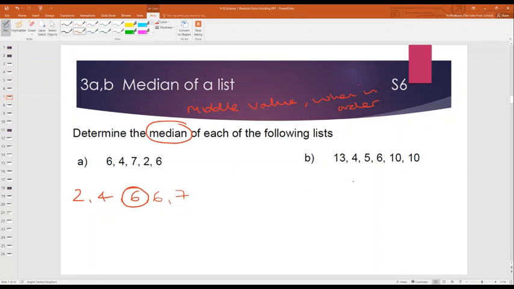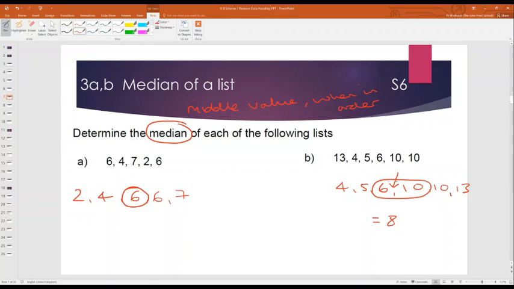For question B, same thing again. I'm going to write the numbers out: 4, 5, 6, 10, 10, 13. This time you'll notice that we don't get one number in the middle. These two together are both of our middle numbers. When this happens, we're looking for the number that's in between these two. This one's quite easy to work out. The answer is 8, because 8 is in between 6 and 10.